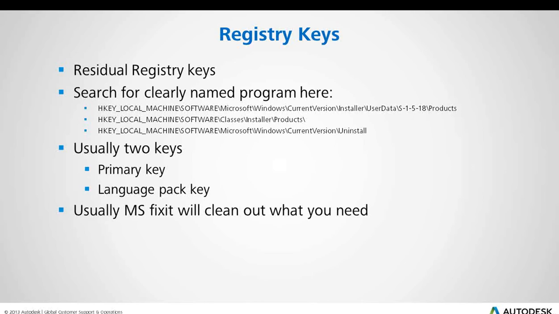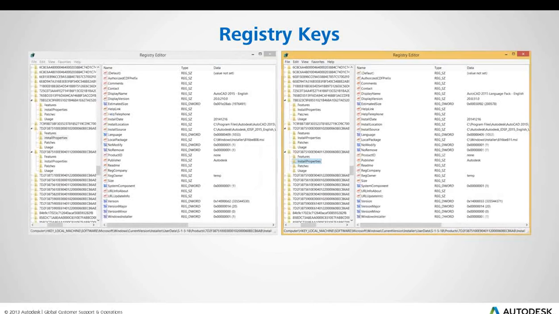Manual cleaning out of the registry. Yes, and again, just do a search for the actual name of the product. That should pull up both the primary key and the language pack key, because it'll be called like AutoCAD 2015, English language pack. So it'll still have AutoCAD 2015 in the name of it if that's the program you're having issues with.